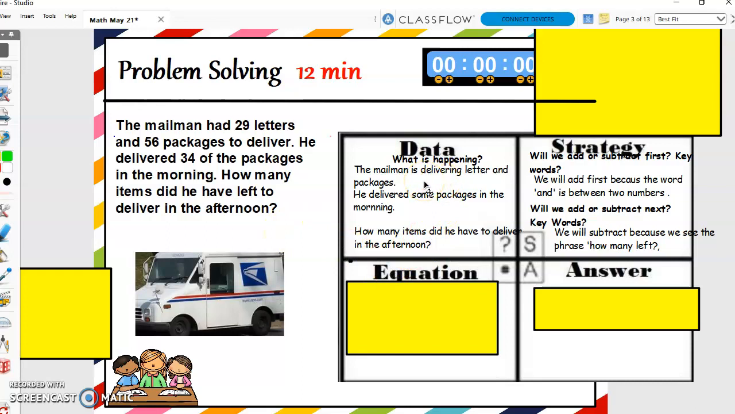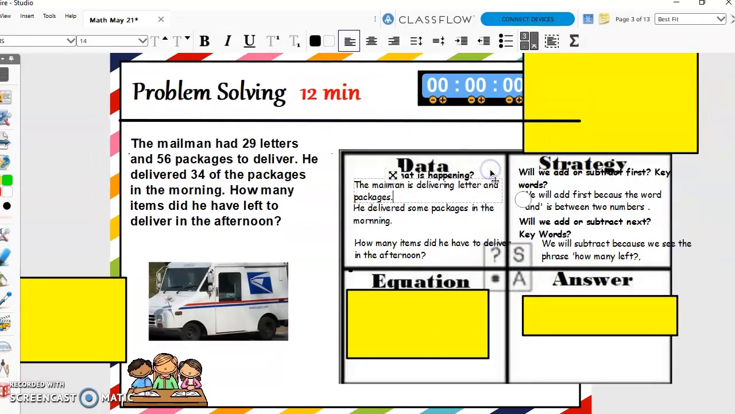So the mailman is delivering letters and packages. I don't know why I don't have an S there, so we'll put one there. Letters and packages. He delivered some packages in the morning. How many items did he have left to deliver in the afternoon? So we put items because that covers the letters and the packages. Because if he only delivered some of the packages, that means he still has packages left.